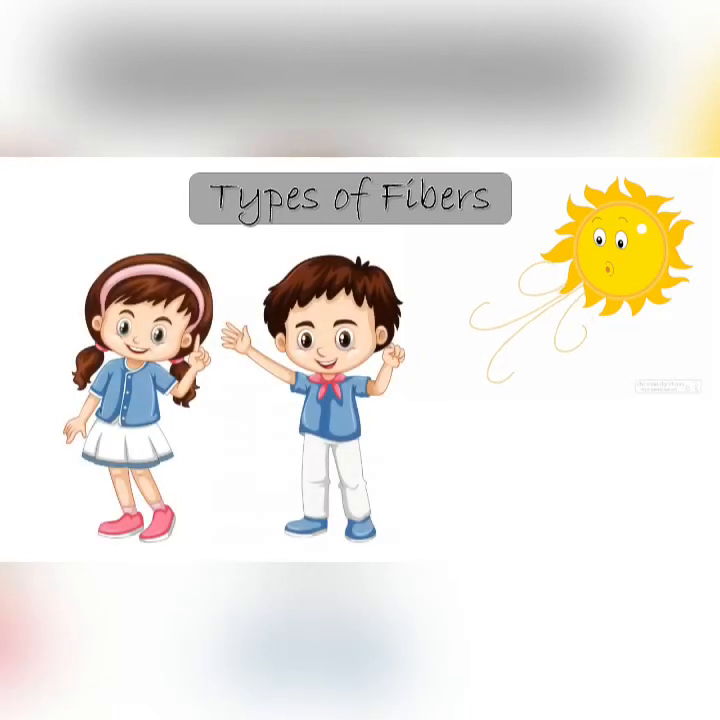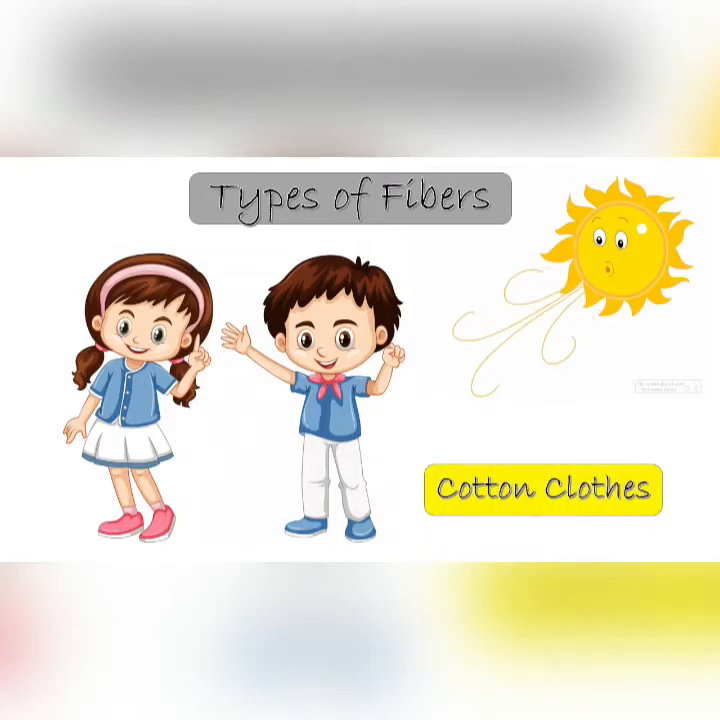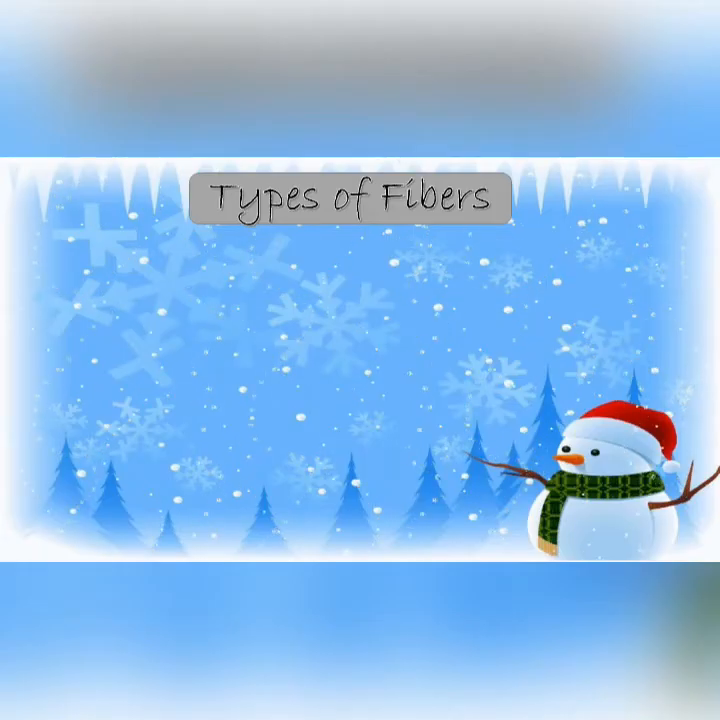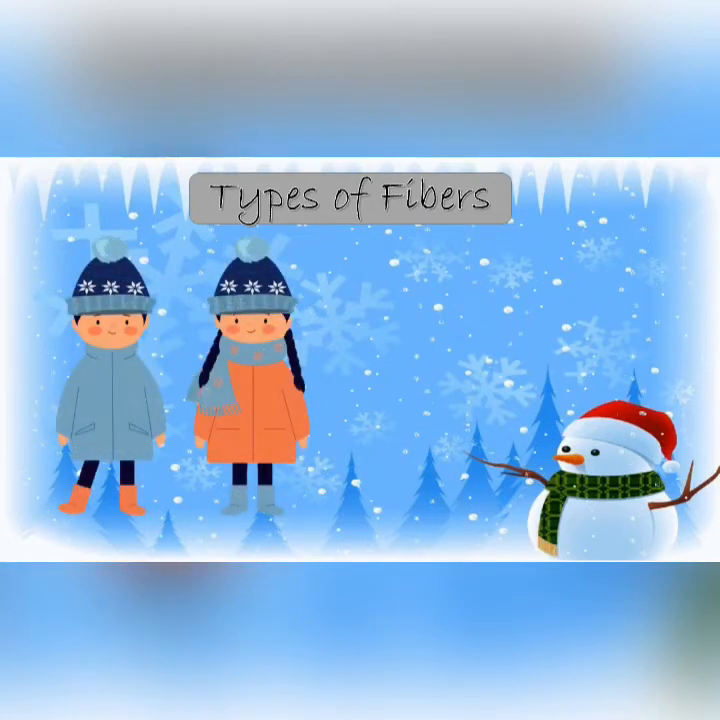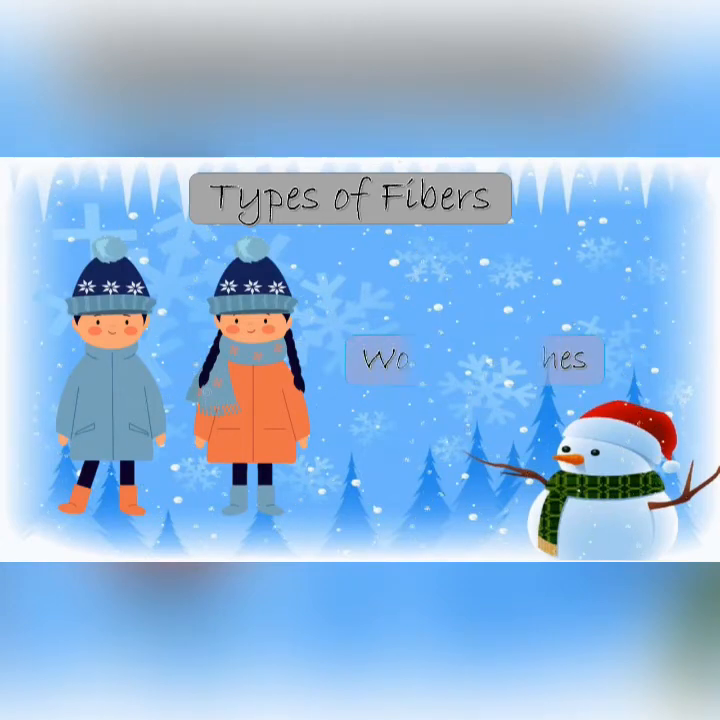So kids, which type of fiber do we use for making clothes of summer? Yes, we use cotton. Now kids, which type of fiber do we use for making clothes of winters? Correct, we use wool to make woolen clothes.